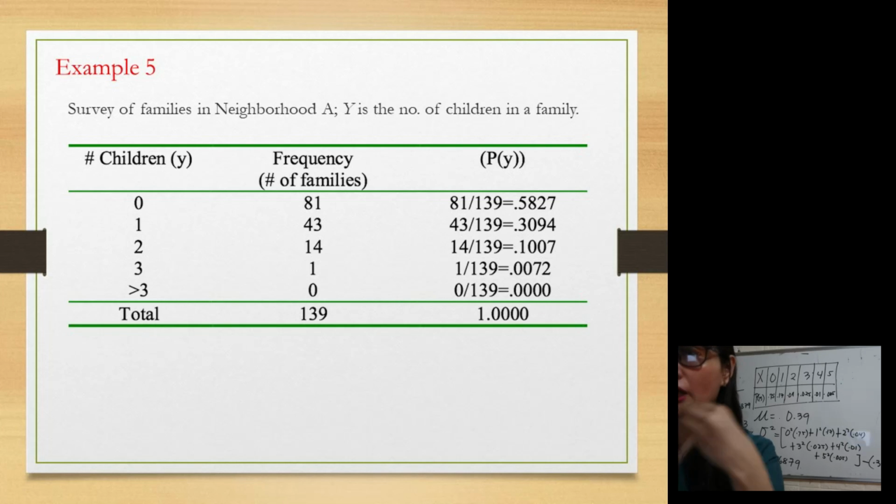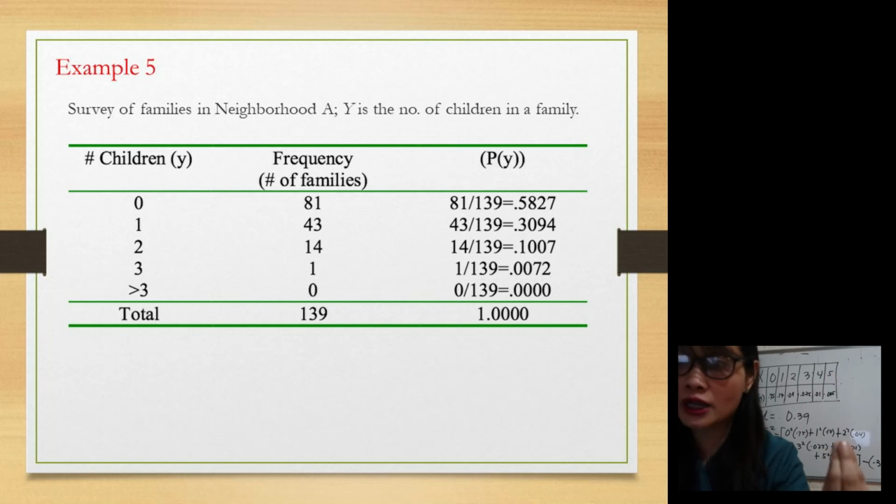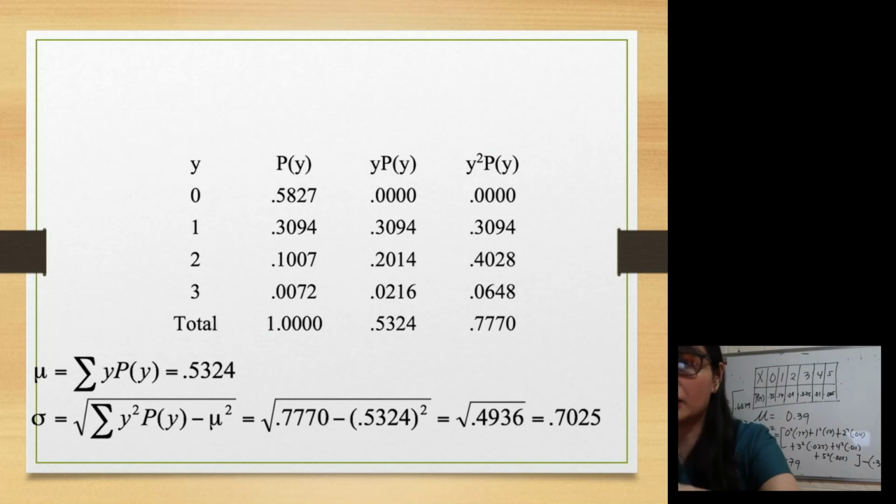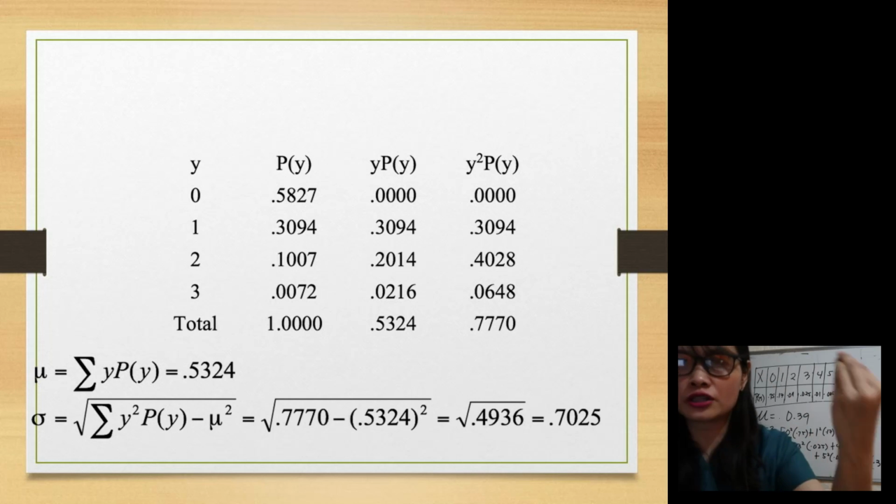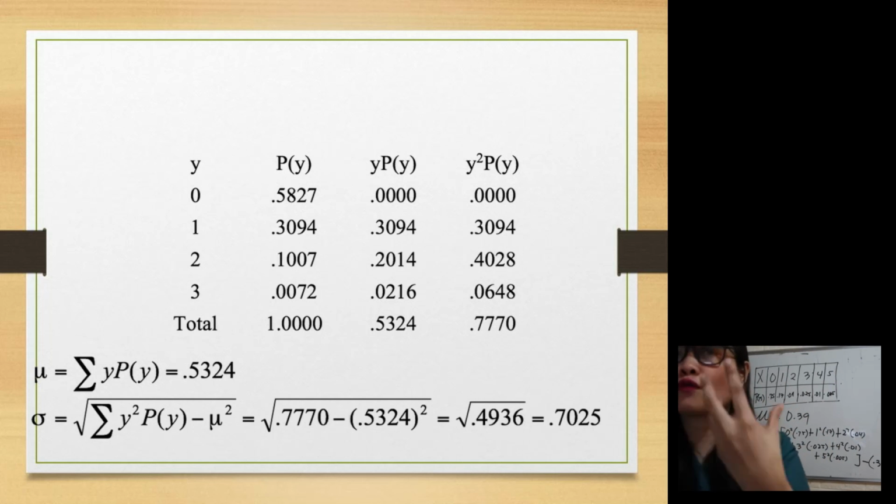The probability of getting 0 will be 0.5827. The probability of getting 1 child will be 0.3094. The probability of getting 2 children will be 0.1007, and so on and so forth. So to solve for the mean, get the product of its value and its corresponding probability. Same thing. To solve for the standard deviation, get the square root of your variance.